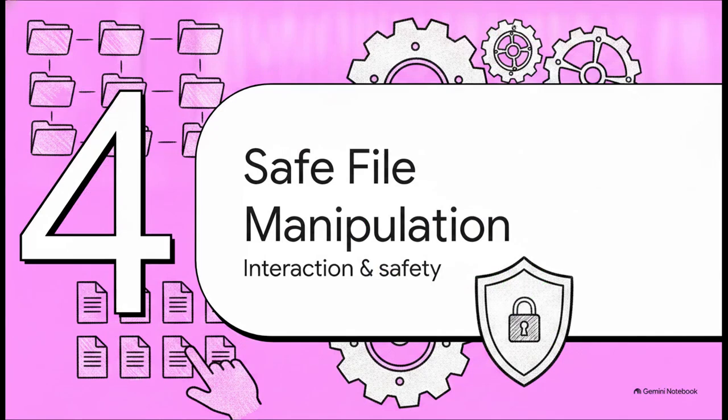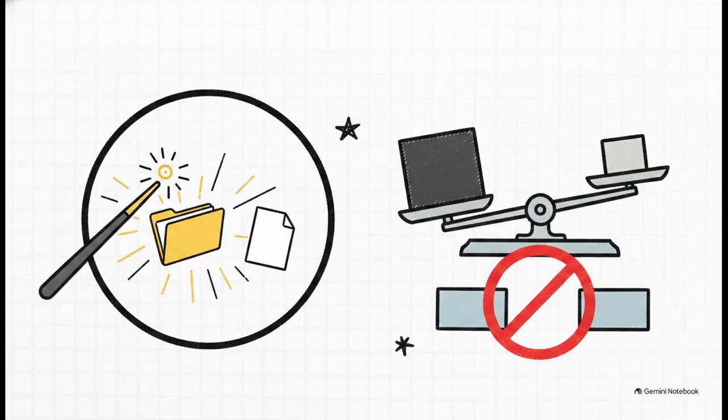Section 4. Safe file manipulation, interaction, and responsibility. We're moving from passive observation to active manipulation here. But before we build or destroy anything, we need a safe practice workspace. We'll use mkdir to make directories and touch to create empty files.